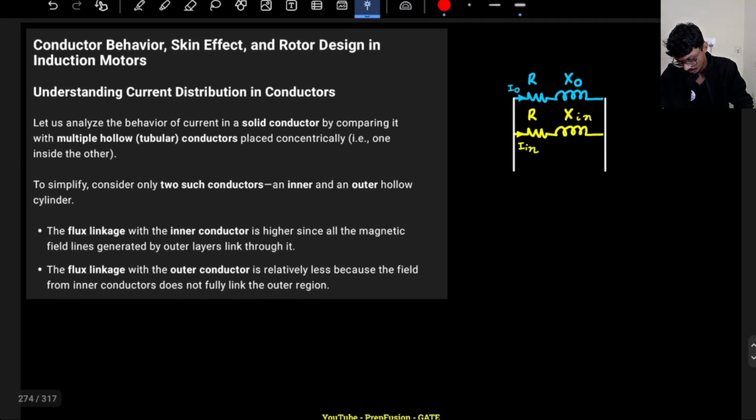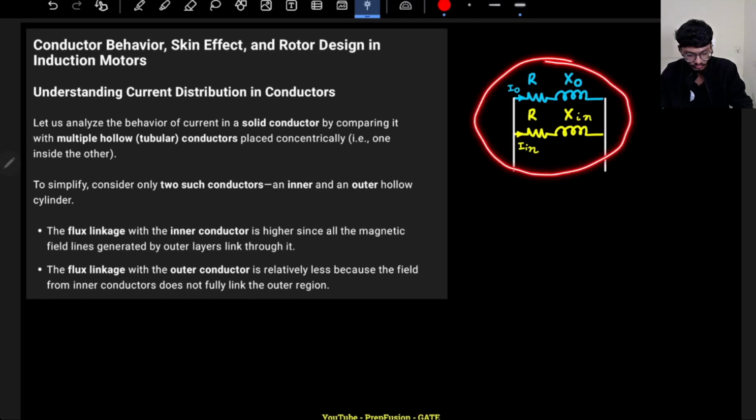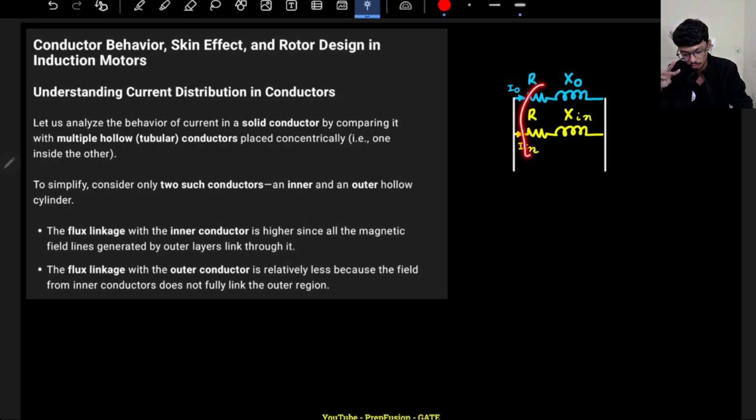So we can draw our equivalent conductor in two ways, like two parallel paths. Both of them will have the same DC resistance, but their AC resistance will change. So it will have XIN and XO depending on the frequency. If F is very high, XO will be lower and XIN will be higher. So most of the current will flow through the outer side, not through the inner side.